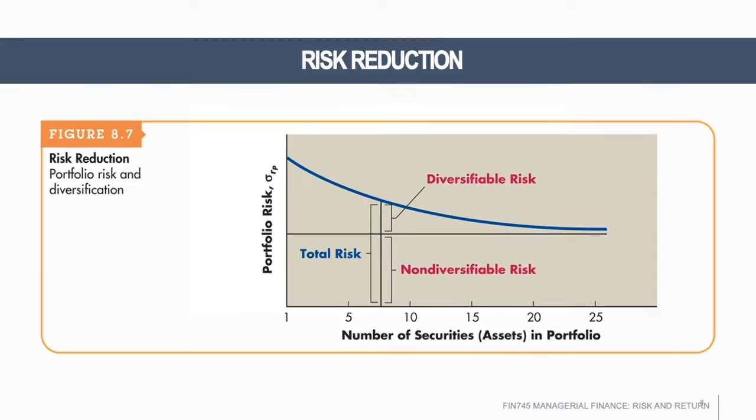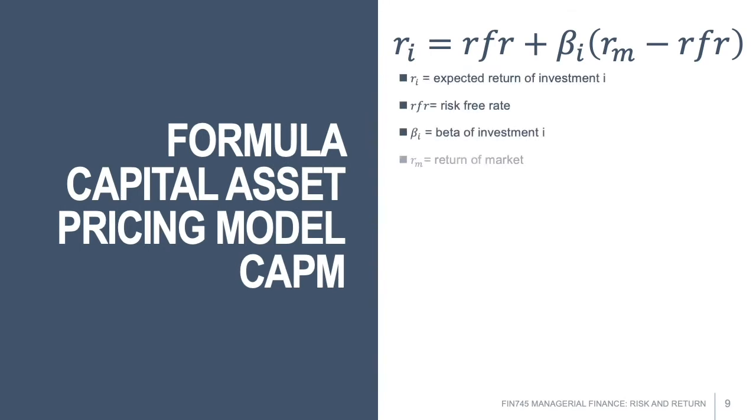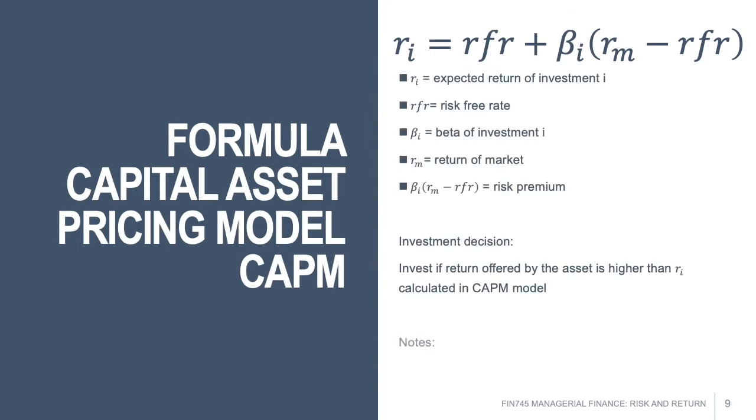This is the formula for the capital asset pricing model, which is CAPM. The formula is RI equals RFR plus beta I times RM minus RFR. RI is the expected return of investment I, RFR is the risk-free rate, beta I is the beta of investment I, RM is the return of the market, and beta I times RM minus RFR is also known as the risk premium.